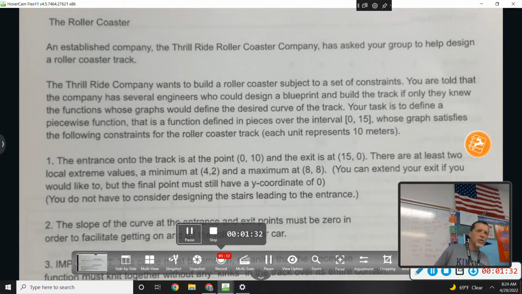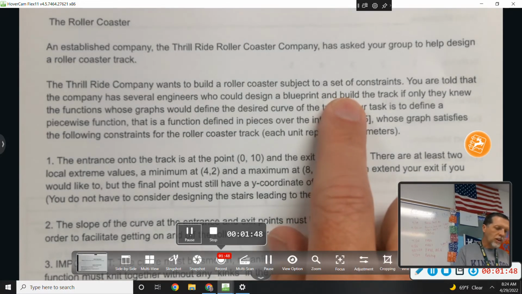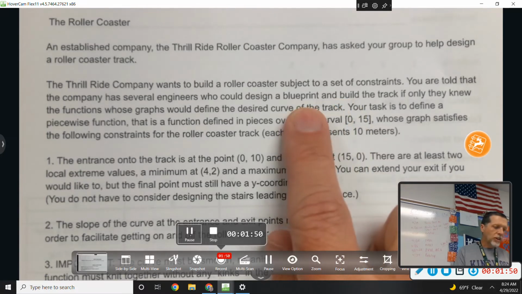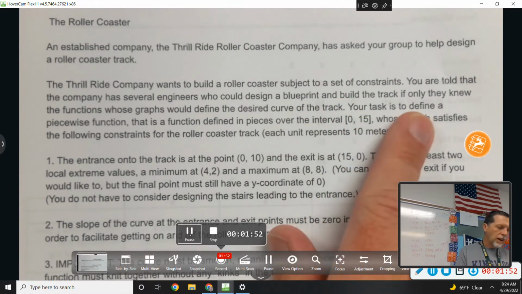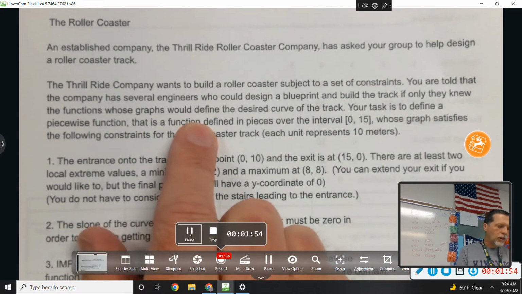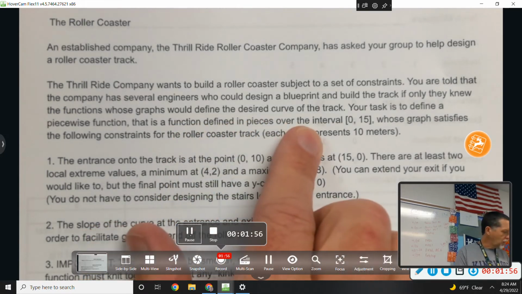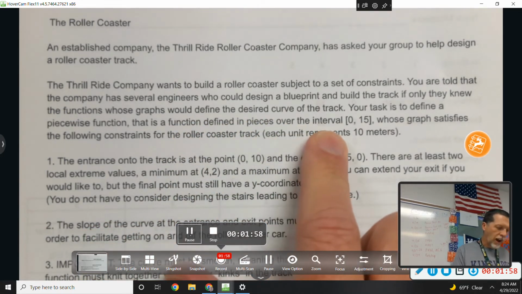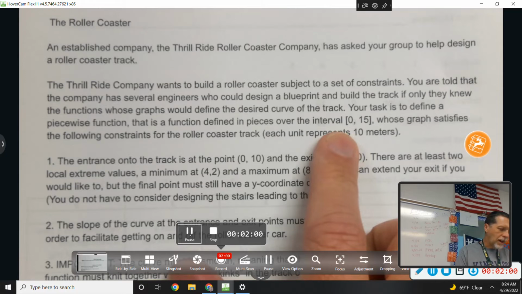All right, so the roller coaster. A little bit of fake background to try to make it a real life thing. An established company, the Thrill Ride Roller Coaster Company, has asked your group to help design a roller coaster track. The Thrill Ride Company wants to build a roller coaster subject to a set of constraints. You are told that the company has several engineers who could design a blueprint and build the track if only they knew the functions whose graph would define the desired curve of the track. Your task is to define a piecewise function.